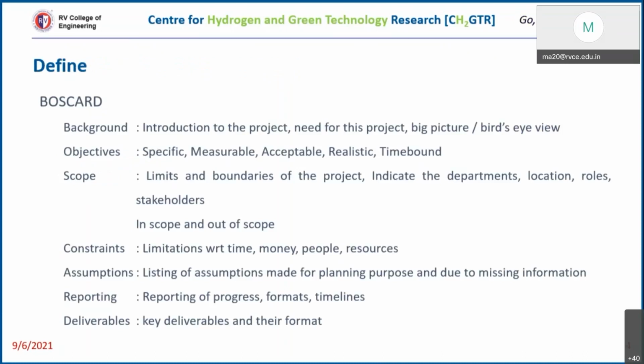To start with define, there is a concept known as BOSCARD. This is something that is followed in Unilever, the company Hindustan Unilever that you have heard of. The main company is Unilever, which is all over the world, primarily based in the Netherlands and UK. They follow this methodology known as BOSCARD with respect to defining a project. Any project that they undertake, they follow this principle.